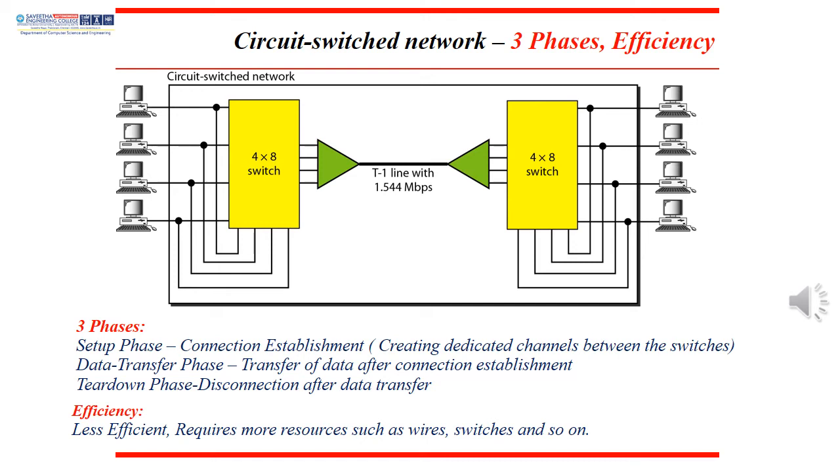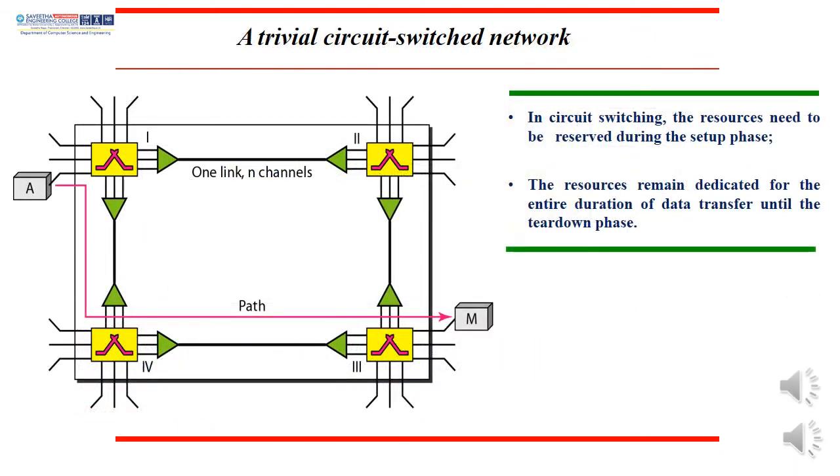Each and every system is connected individually using these wires. So it also requires a 4x8 switch to connect all the individual systems. So it is very less efficient because it requires more resources such as wires, switches and so on. In circuit switching, the resources need to be reserved during the setup phase. The resources remain dedicated for the entire duration of data transfer until the teardown phase.